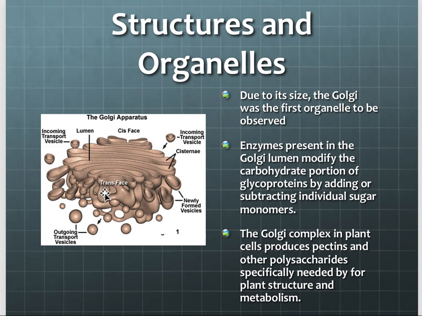So all of the vesicles coming in, they come in cis face. They get out of their vesicle, they go through the lumen, they get modified, they get added to, subtracted from, put all together, and then they are going to leave in another vesicle. You can see down here it's called an outgoing vesicle, and they leave from the back door, which we know as trans face.